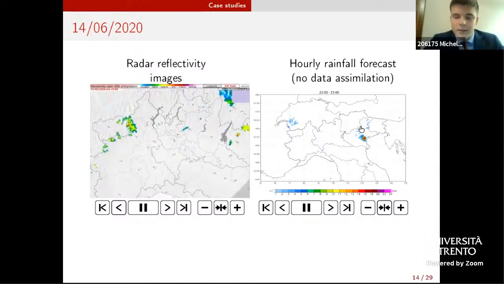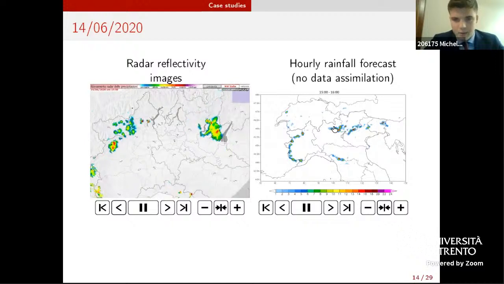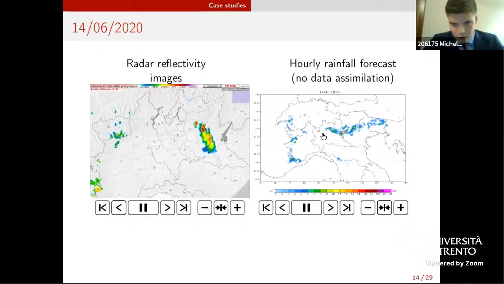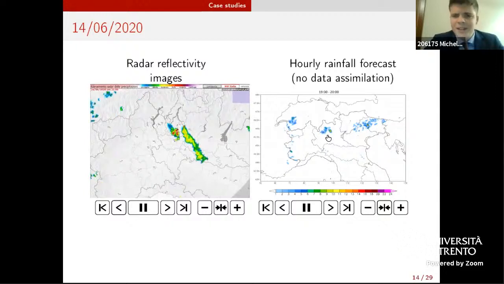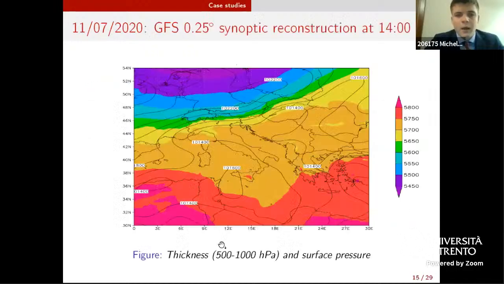On the right, you can see the hourly rainfall images provided by the WRF forecast without data assimilation. They reveal a model able to capture the precipitation on the eastern areas and also a principle of precipitation close to the Lake of Como. But then the model sees no further development southwards. So here's the problem for the first event.